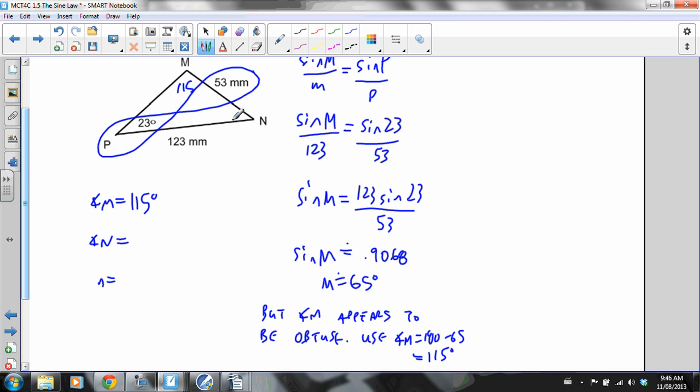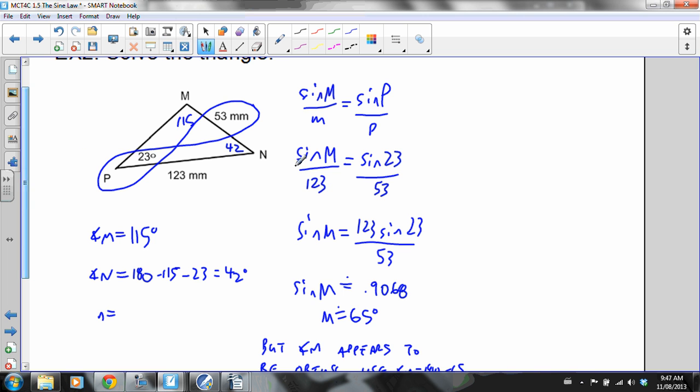That's going to change the value for n. If we use 65, we'd get a different value for n, because now I'm going to use angles in a triangle, 180 minus 115 minus 23. That gives me angle N, which is 42 degrees, about. And side N now is the last unknown, but I'm going to use my angle side pair and the sine law again to find side N.